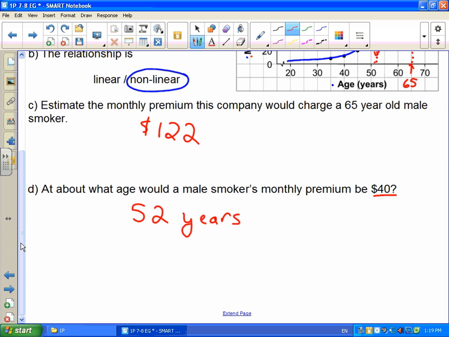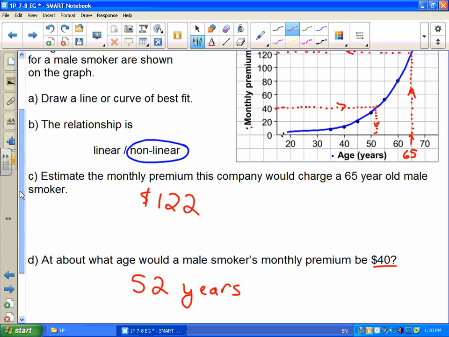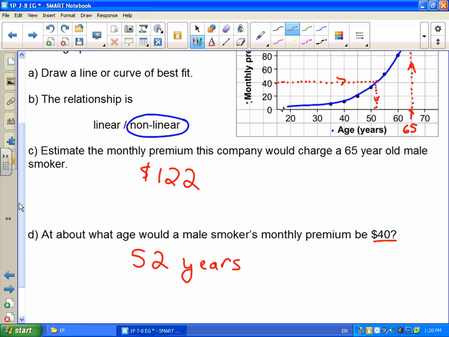Okay. So in our example in part C, we were using extrapolation because we were working beyond the data points that were plotted. In part D, we were working on interpolation because we were inside the data points that existed.